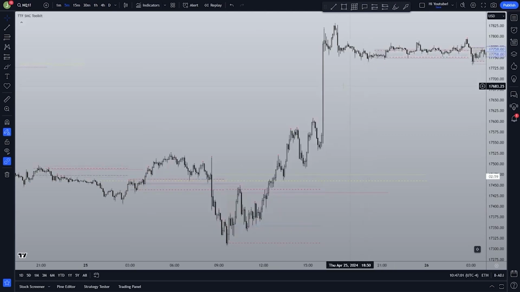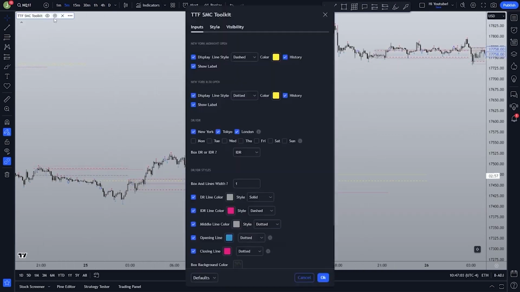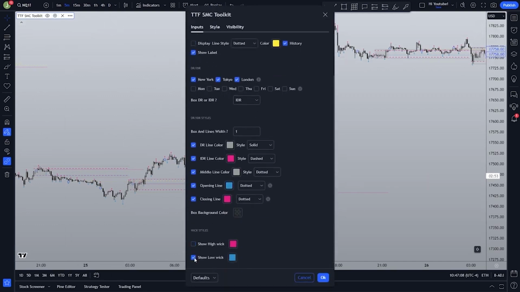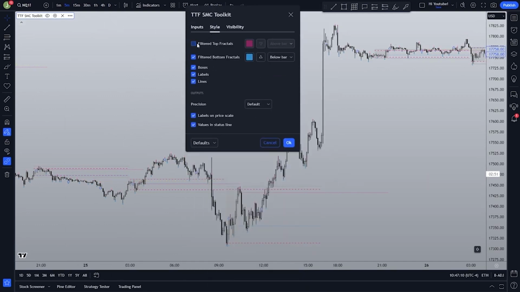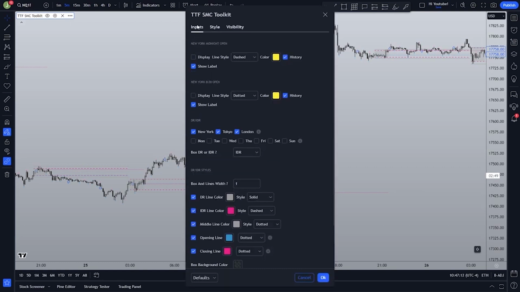First, we're going to turn off the New York midnight and 8:30 lines by clicking on display, and then we're going to scroll down to show high wick and show low wick and unclick those as well. In the Styles tab, let's turn off both sets of filtered fractals. Back on the Inputs tab, we're going to be focusing on the DR/IDR functions.